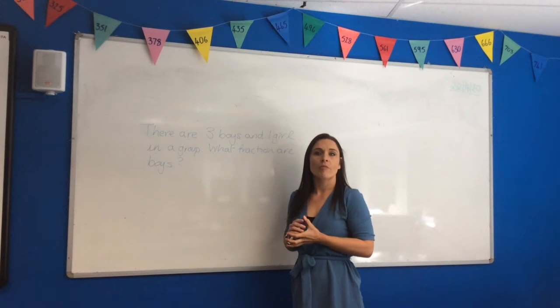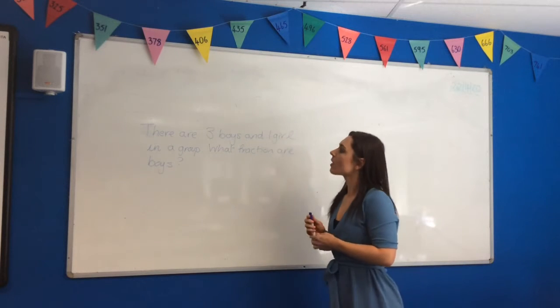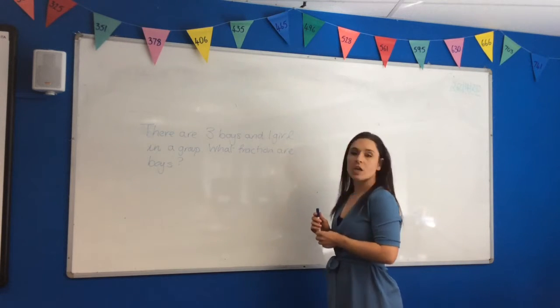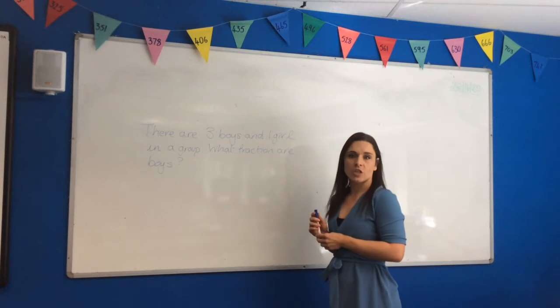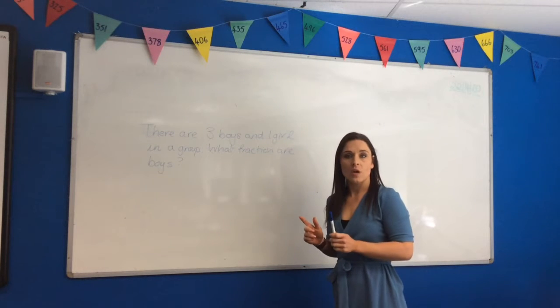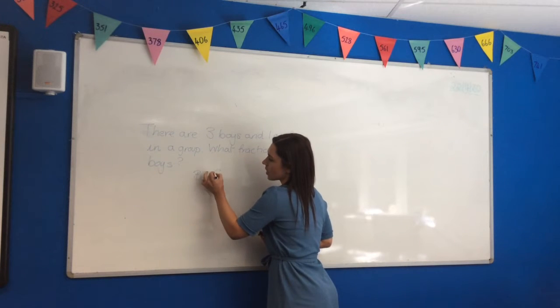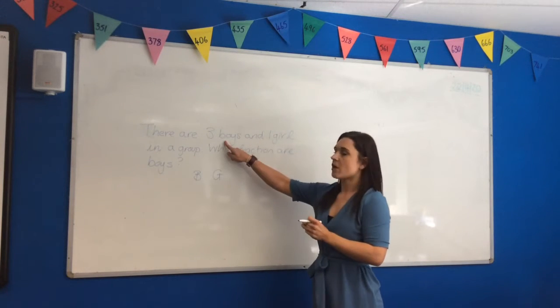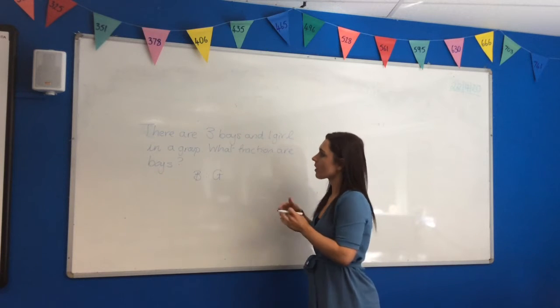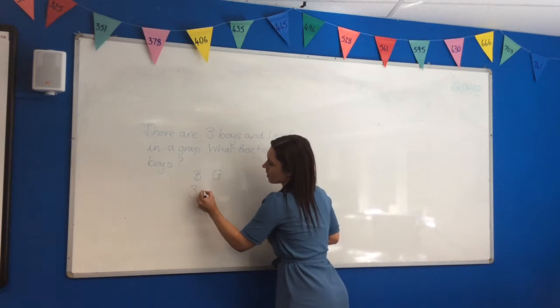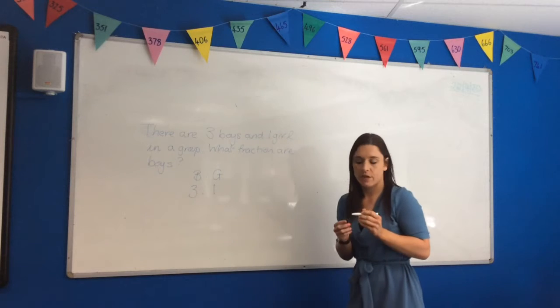Today we're going to start off by practicing what we did last lesson. Here is a question for you. There are 3 boys and 1 girl in a group. What fraction are boys? So to start with, we write it as a ratio, boys to girls. Remember, we do boys first because boys comes first in the question. There are 3 boys to 1 girl. So here is our ratio.